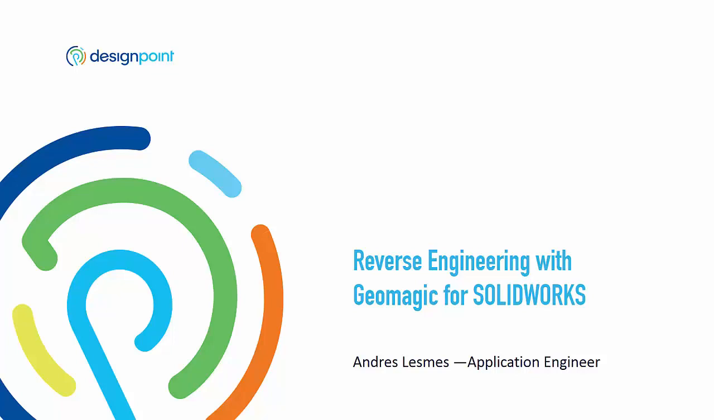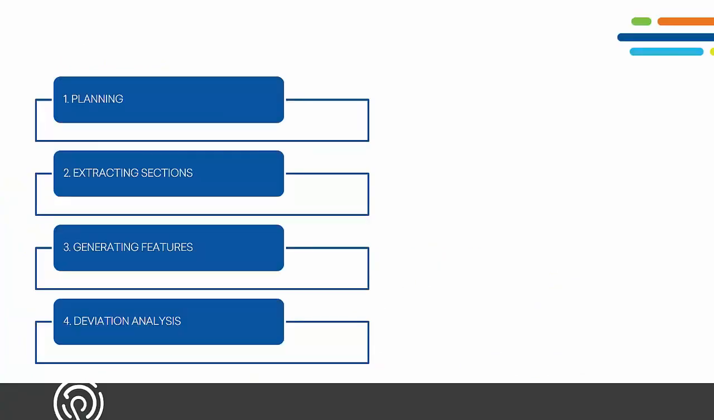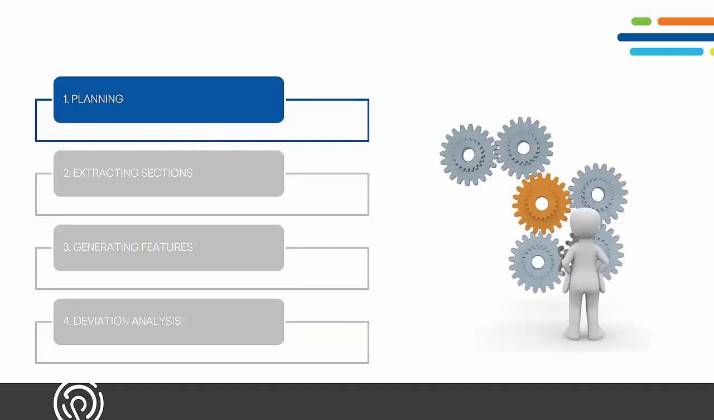But first, let's take a look at our agenda for this webinar. We're going to be going through 4 different steps, which are planning, extracting sections, generating the different features, and then in the end, of course, conducting a deviation analysis. So let's start with planning.